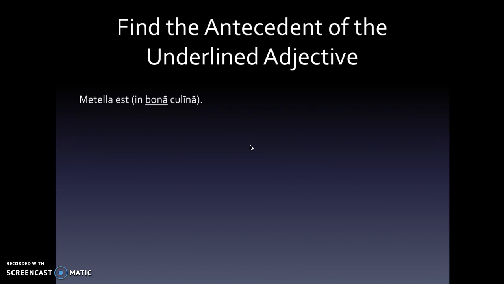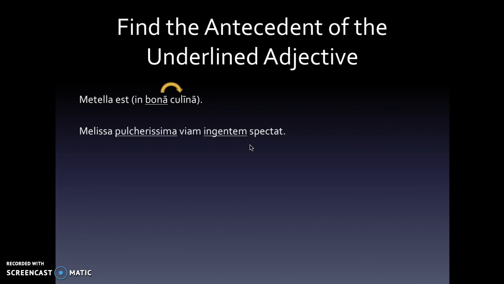All right, our first sentence we're going to look at, Metella est in bona collina. Hopefully you drew your arrow from bona to collina. We're a little lucky here because they are in the same declension, so they look exactly the same. Bona and collina are both feminine, singular, and ablative.